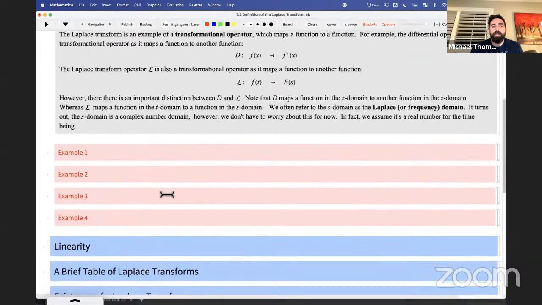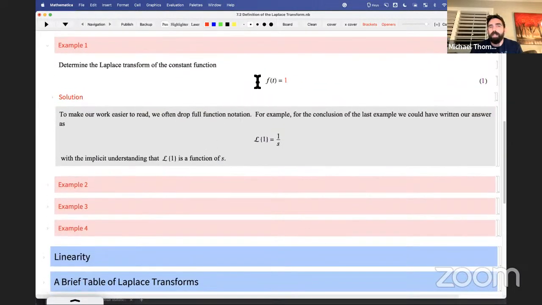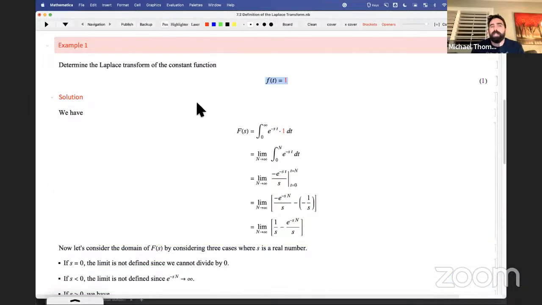Okay, so let's look at an example. All right, so let's start with this function. It's a function in the t domain. It's the one function. It turns on at t equals 0. We always assume we're dealing with 0 to infinity for the domain. Let's find the Laplace transform. Let's hope it has one. So the Laplace transform is given right there. You just take the function, multiply it times e to the negative st, and take the improper integral from 0 to infinity.